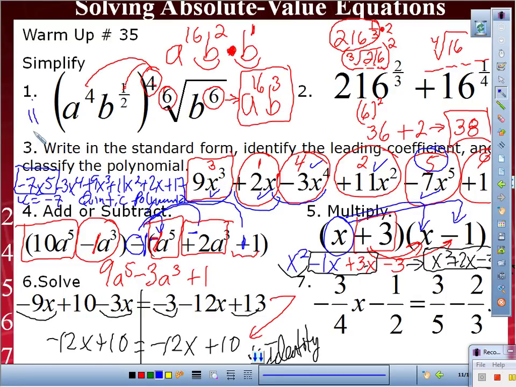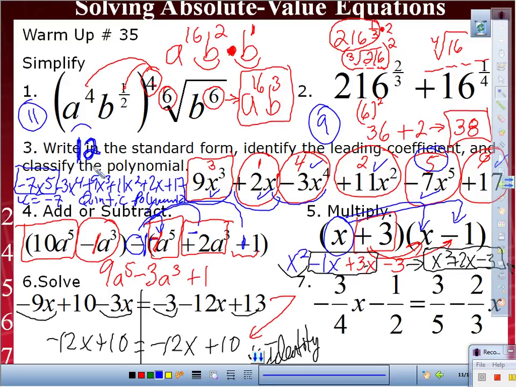Number 1 was number 11. Number 2 was number 9. Number 3 was number 12. Number 4 was number 13. Number 5 was number 14. Number 6 was number 19. And number 7 was number 18.